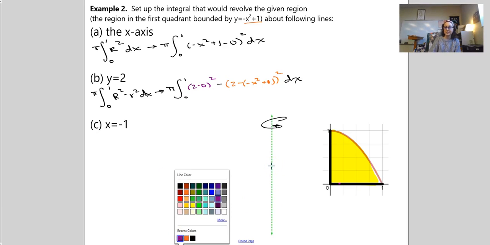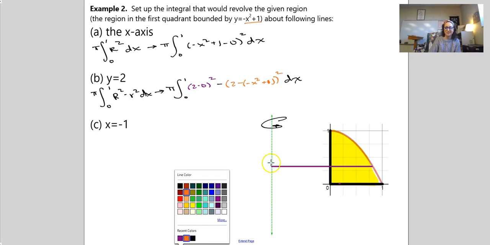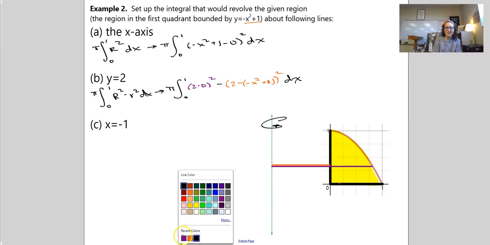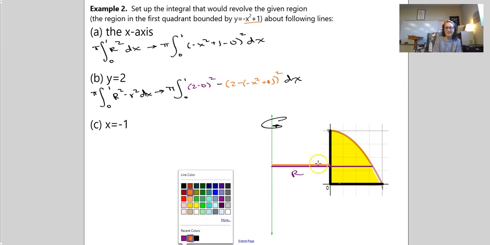So again, always start at your axis of revolution and go perpendicular into the region, and make sure you go to the farther function. So that would be this one. Okay, and then for your little r, come back to your axis of revolution, go perpendicular and grab all that empty space, right? So let me label: the purple one is capital R, and the orange one is little r.